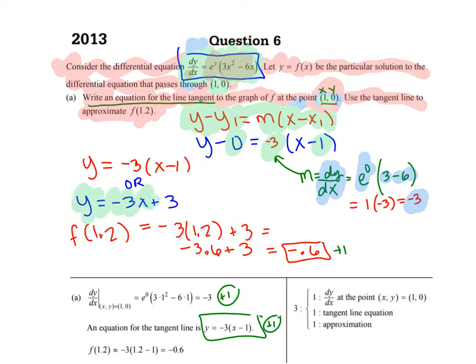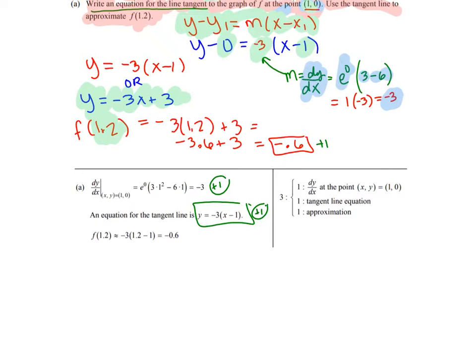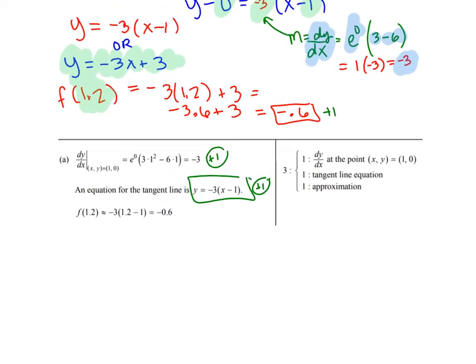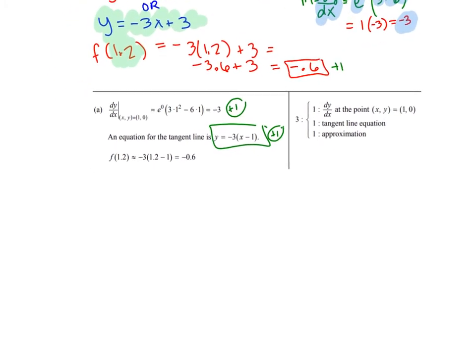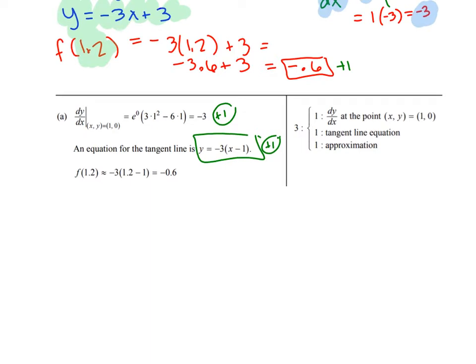Now, we got this equation right here. Plug in 1.2 into this equation. We get negative 0.6, which would be your estimation. They have a grading guide, which I encourage you to look at to make sure that all of these points are attained. Alright, let's move on to the next one.